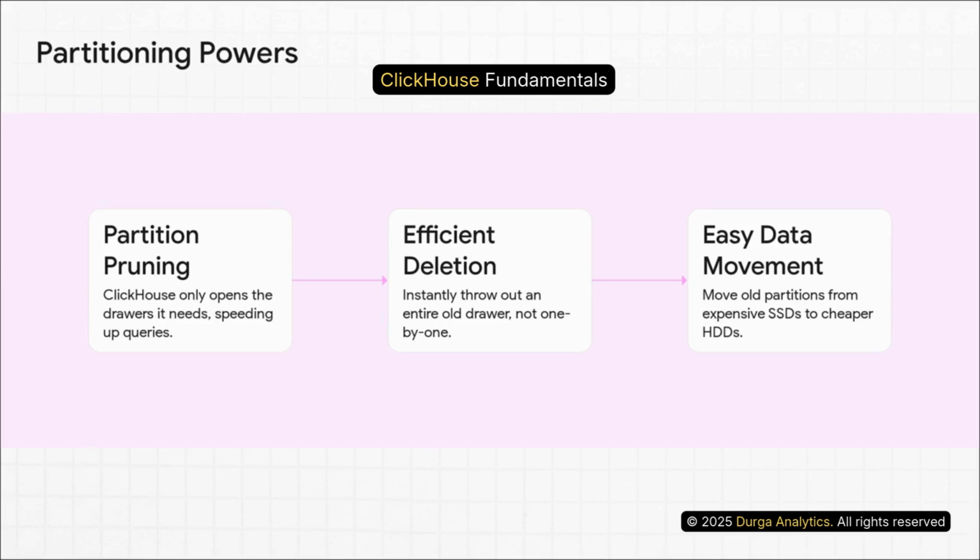Second, efficient deletion. Forget slow delete statements. With partitioning, you can just say drop partition. It's like taking a whole drawer and tossing it out instantly. And third, easy data movement. This is key for managing costs. You can take your oldest drawers, say data from 5 years ago, and move them from your expensive fast storage to cheaper cold storage seamlessly.